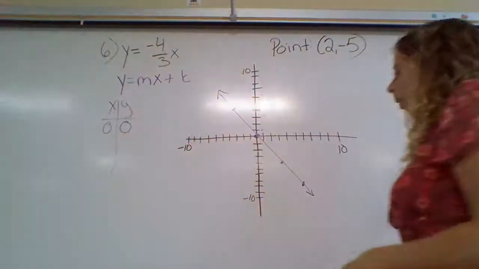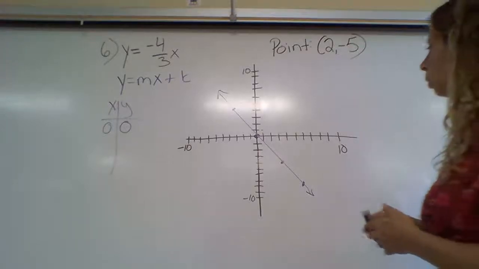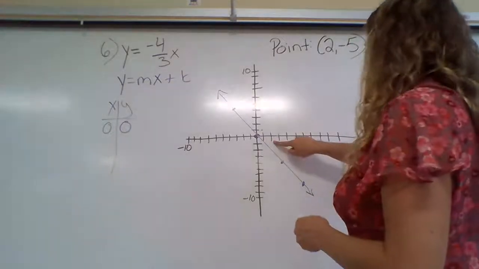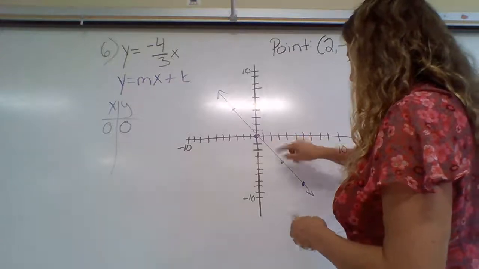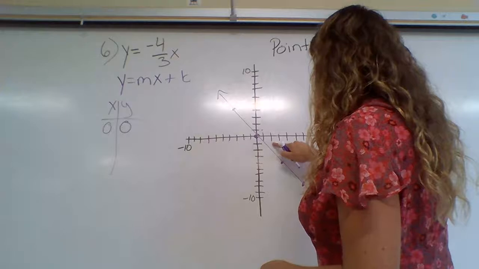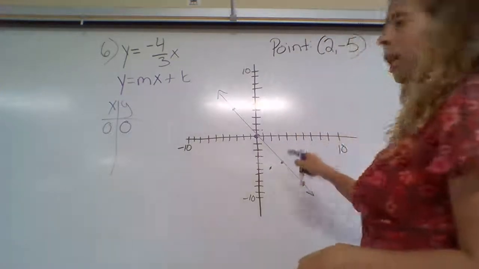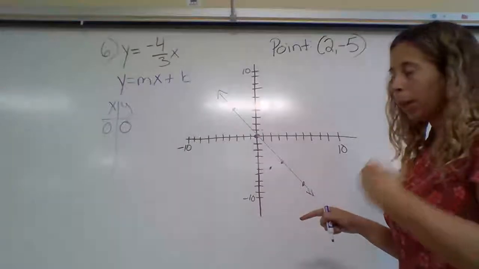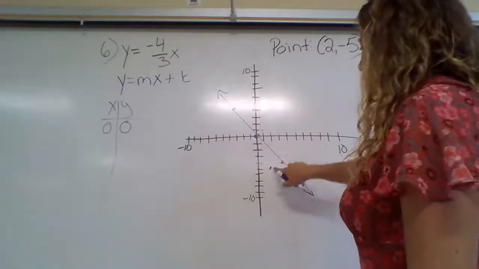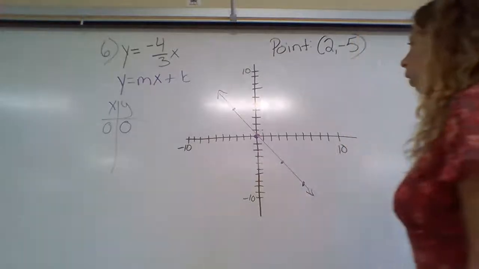Okay, and then I'm looking for the point 2, negative 5. So when x is 2, is y negative 5? Well, that would be 2, -5, that would be like right here. Unless I drew my line terribly, which I didn't, then no, 2, -5 would be like right there. So it does not look like that is on our line.